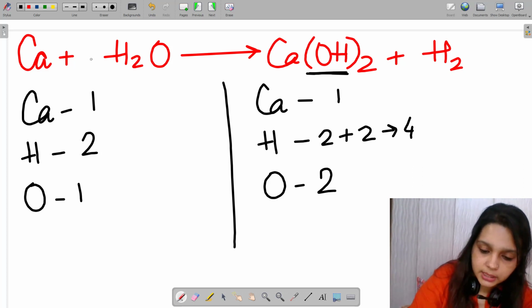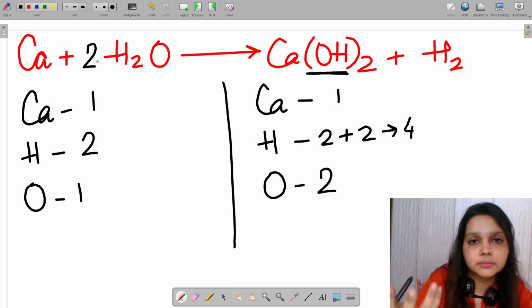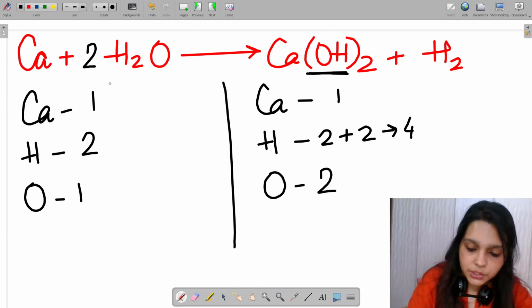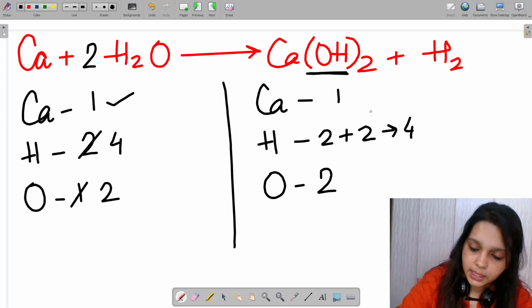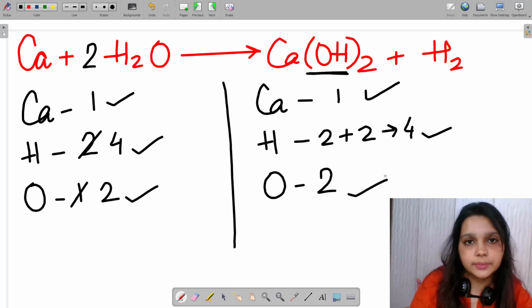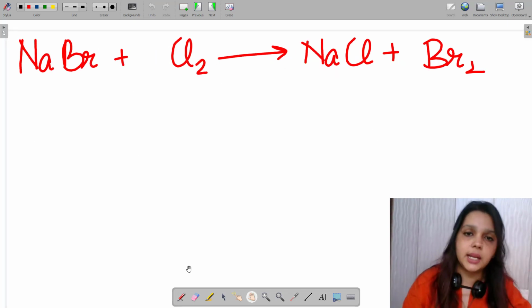We're going to try to fix it up here, right? So let's start by writing a 2 here. So now my H becomes 2 into 2, 4, and my O becomes 1 into 2, 2. So yes, it is balanced now. Ca 1 and 1, H 4 and 4, O 2 and 2. Balanced again. And the last equation now.